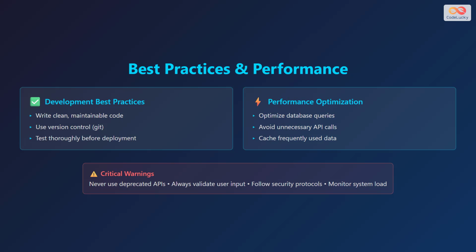Following best practices makes you a professional developer. Write clean, maintainable code that other developers can understand. Use version control systems like Git to track your changes. Always test thoroughly in development and quality assurance before deploying to production. For performance, optimize your database queries so they run quickly. Avoid making unnecessary API calls that waste resources. Cache frequently used data to reduce load times. Never use deprecated APIs that ServiceNow has marked as old or unsafe. Always validate user input to prevent security vulnerabilities. Follow ServiceNow's security protocols to protect sensitive data. Monitor your system's performance to identify bottlenecks before they affect users.